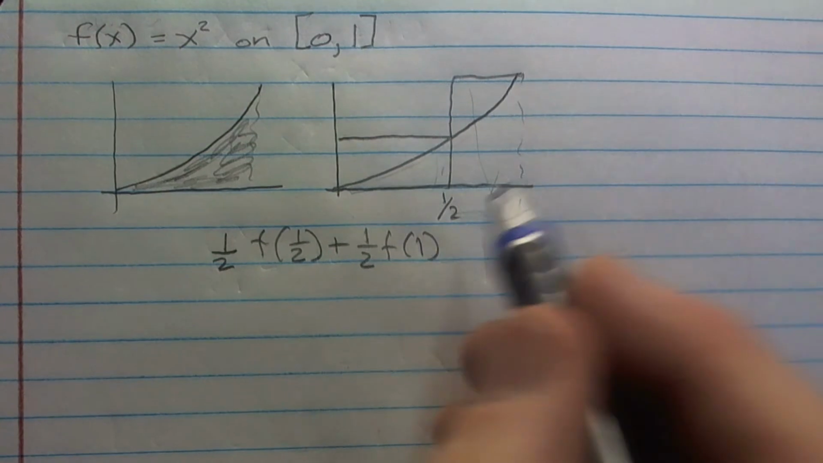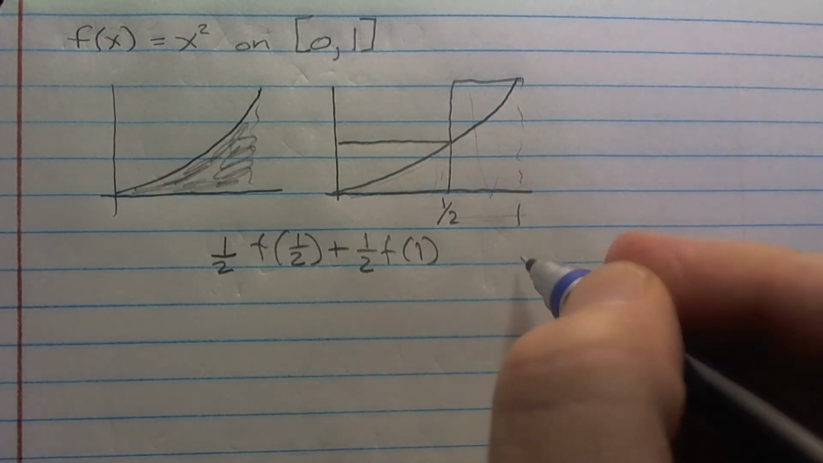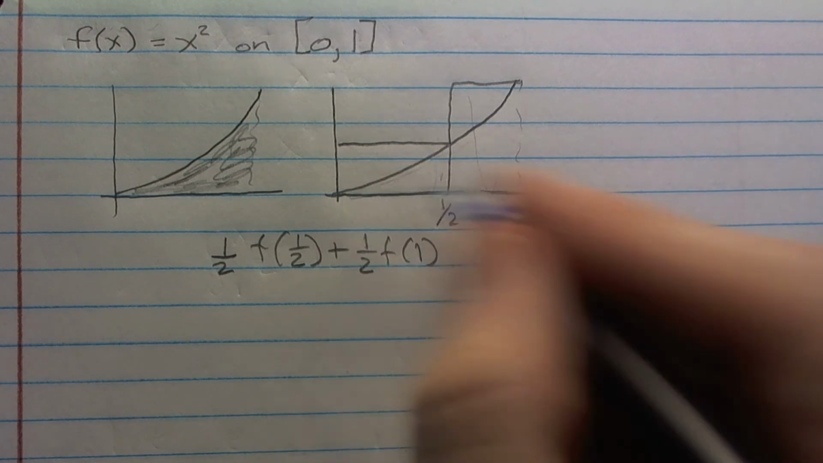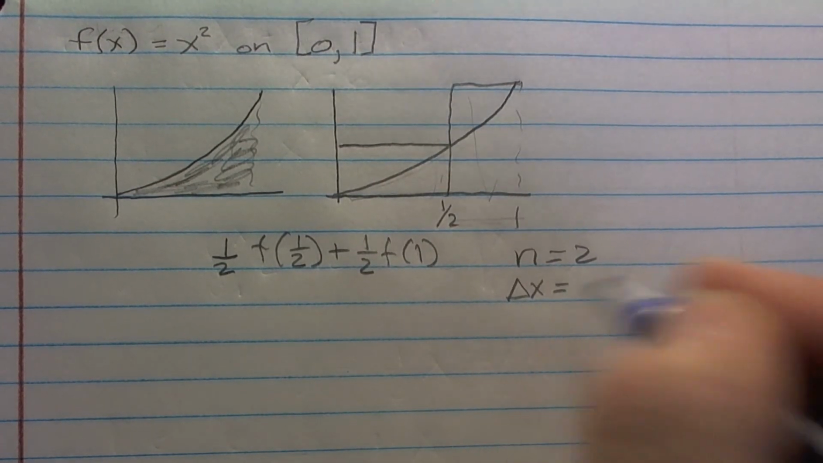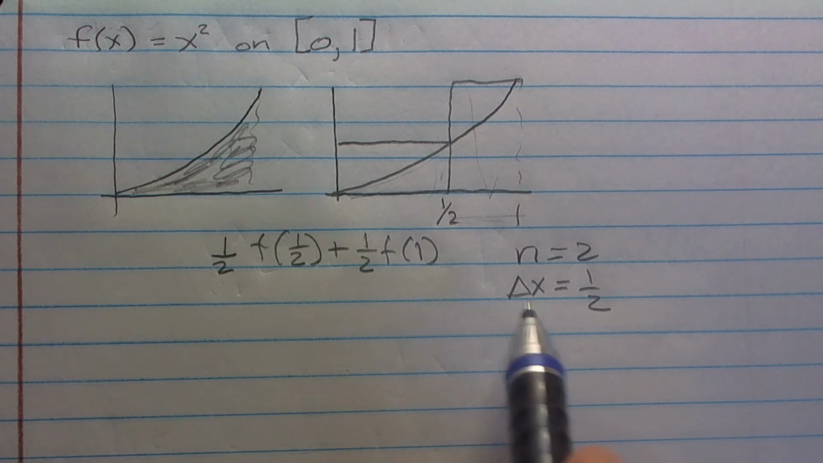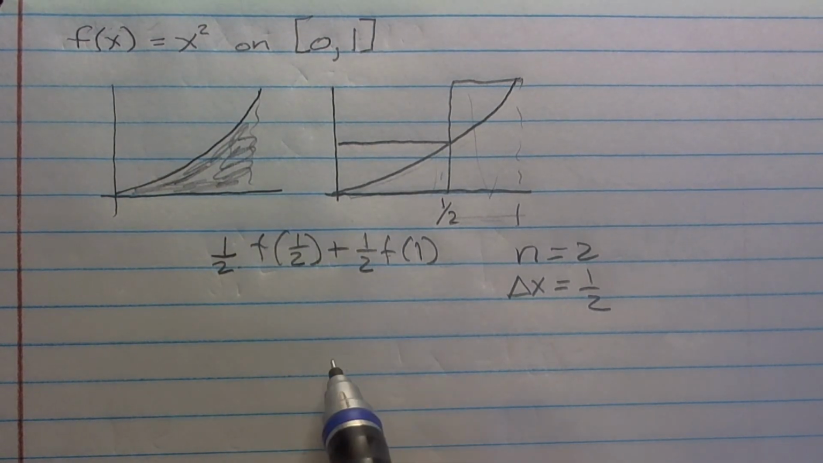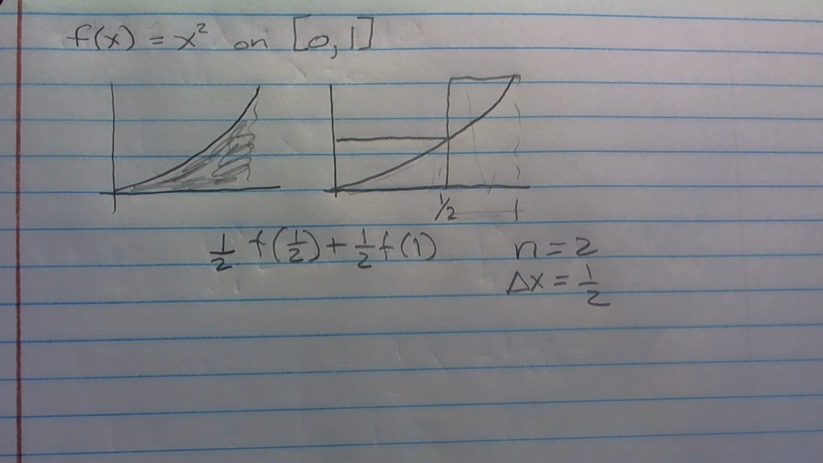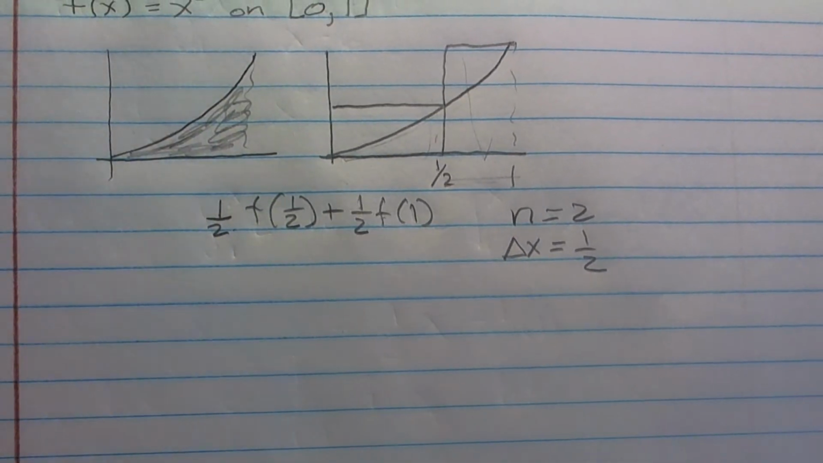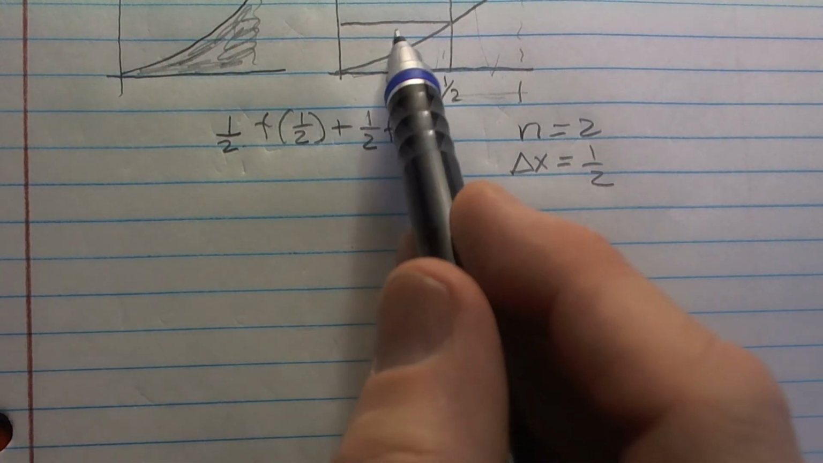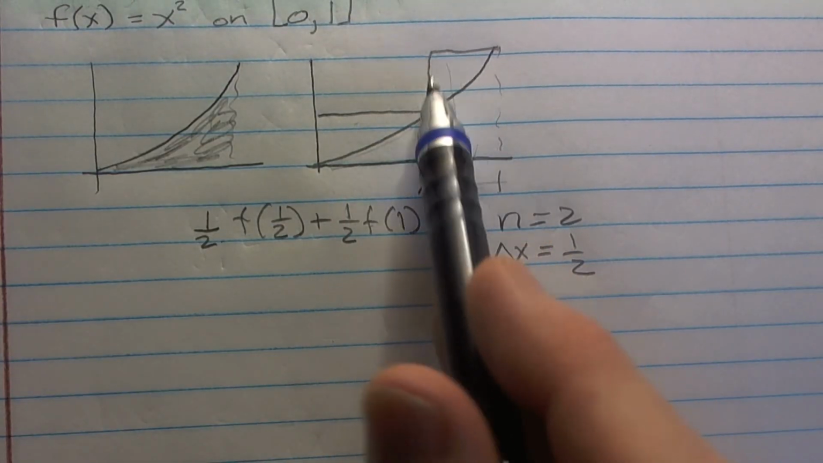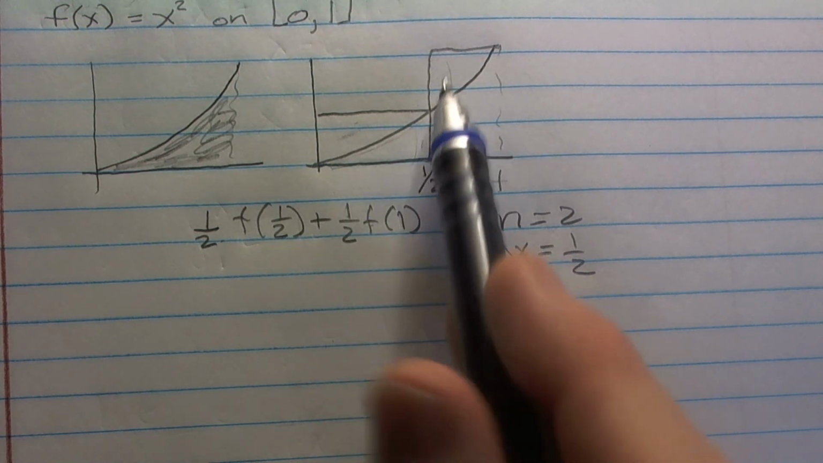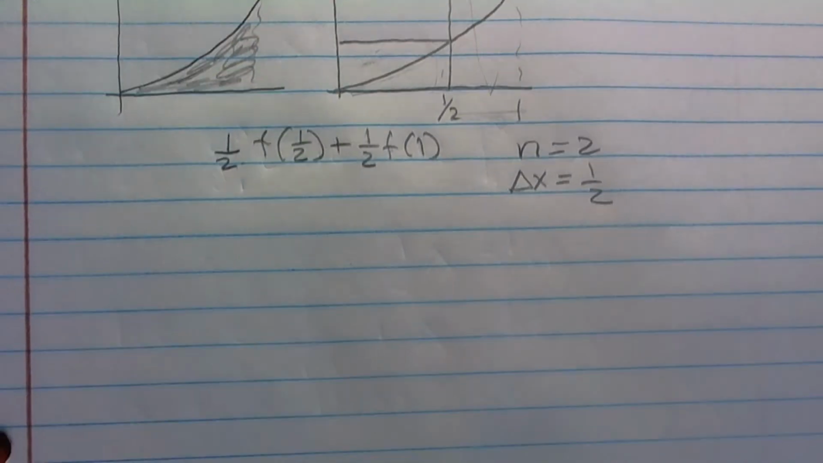So I search for ways to improve my estimate. Notice here I used 2 rectangles, so let's call that n equals 2. The width of each rectangle I'll call delta x. Delta x was 1/2 in both cases. Now, maybe I want to be more accurate in getting the area under that curve. One logical approach would be to cut down the amount of error I have here. Look at all that error. That's an embarrassingly large amount of error in my estimate.